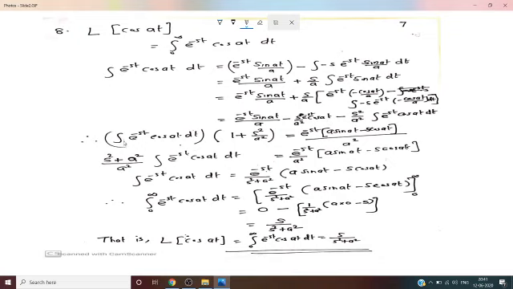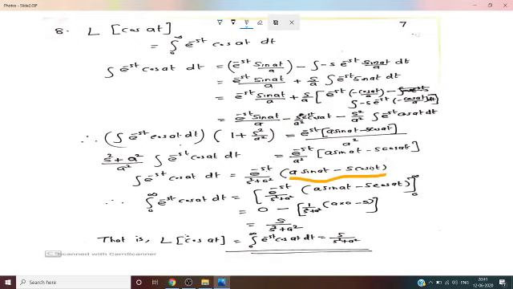So taking e raised to minus st into cos a t dt integral on the left side, we get the integral of e raised to minus st into cos a t dt into common factor, that is 1 plus s square by a square, equal to this side, e raised to minus st common factor into a sin a t minus s cos a t by a square, and then you will get e raised to minus st by s square plus a square into a sin a t minus s cos a t.